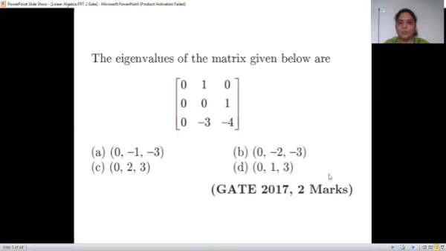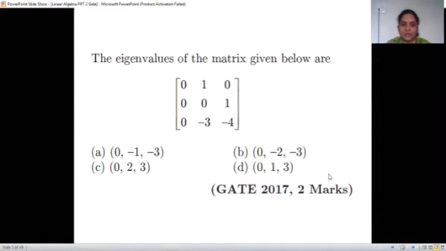The eigenvalues of the matrix given below are. A matrix is given to you and it is asked to find out the eigenvalues. What will be the eigenvalues of this matrix? Okay, if it was upper triangular or lower triangular, we could say the diagonal elements are the eigenvalues, but this is not the case. This is not upper triangular and it is also not lower triangular. We need to find the eigenvalues. Then how to find the eigenvalues?